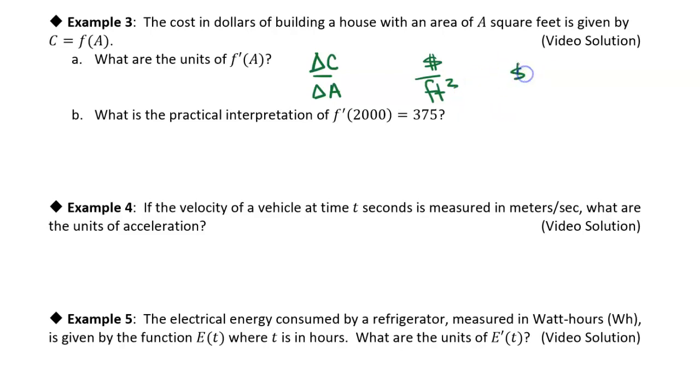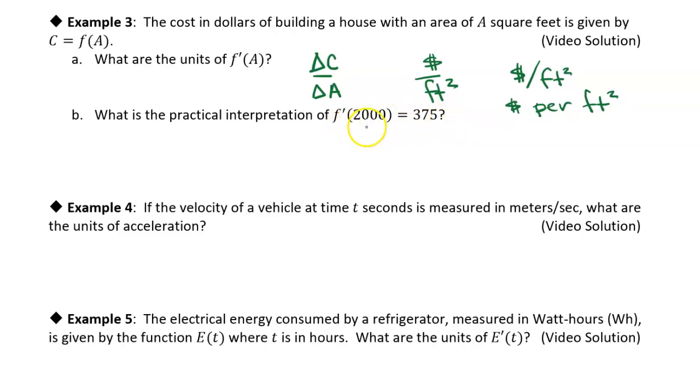That's the units of the derivative. I could write it as dollars per square feet if I want to, or I could write it as dollars per square foot. All of that is the same thing. So the units of the derivative are in dollars per square foot. Now we're asked to interpret the statement f prime of 2000 equals 375.